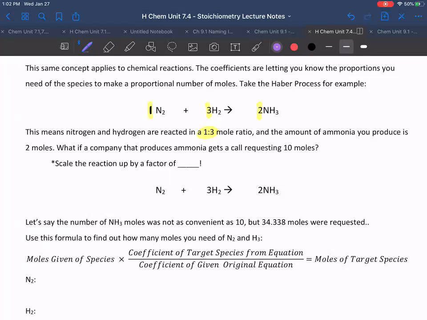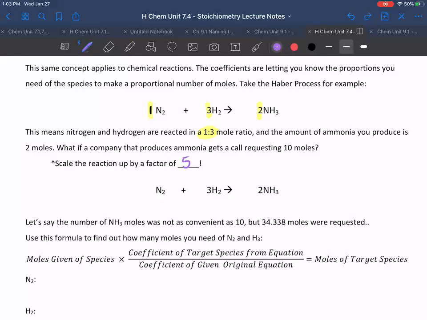What factor are we going to have to scale up our recipe if they want 10 moles? What do we multiply it by? 5. Thank you. So if we want 10 moles, what is 10 divided by 2? Let me say it like this again. A recipe gives you 4 servings. You now need 8. What do you do? Now our recipe says we get 2 moles of ammonia, but we want 10. Does that make more sense?